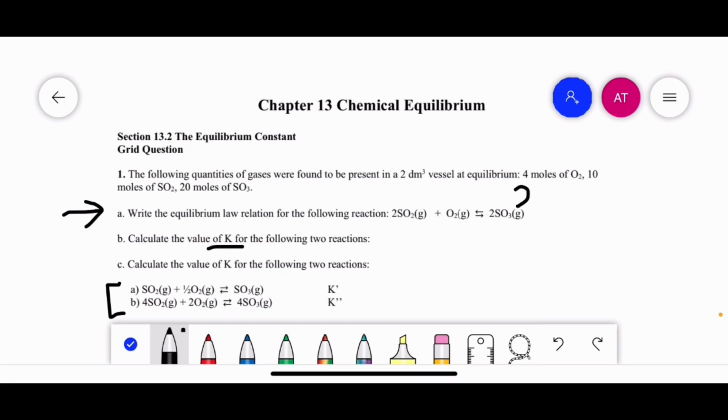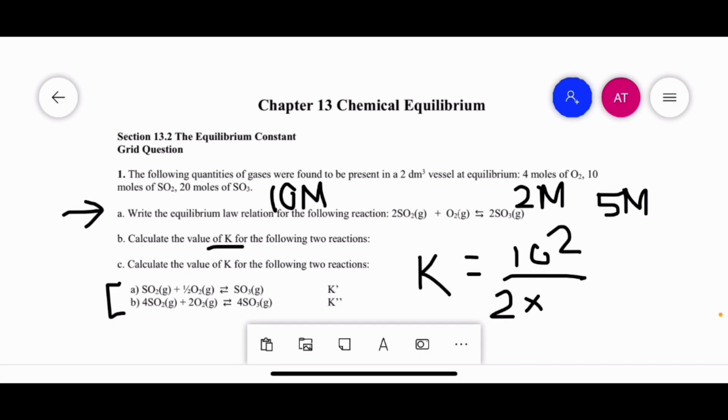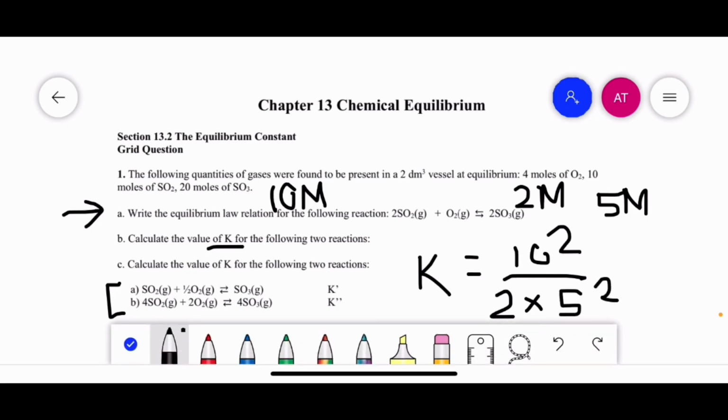So for O2, it's 2 molar. For SO2, it's 5 molar. And for SO3, it's 10 molar. Now the K, as we said, is equal to the concentration of SO3 squared, so 10 squared, over concentration of oxygen times the concentration of SO2 squared, so 5 squared. And we get that to be 2.